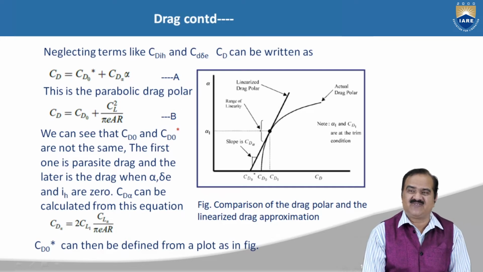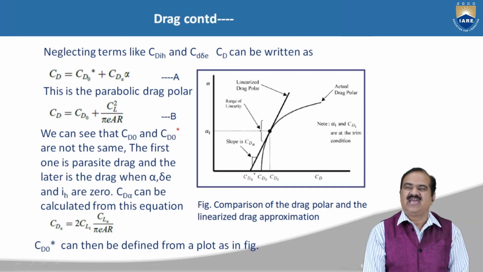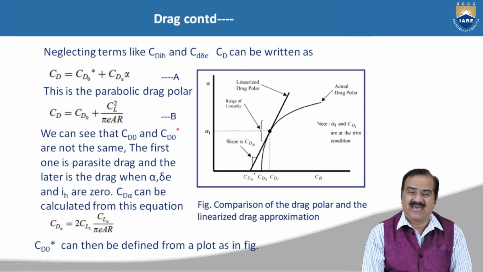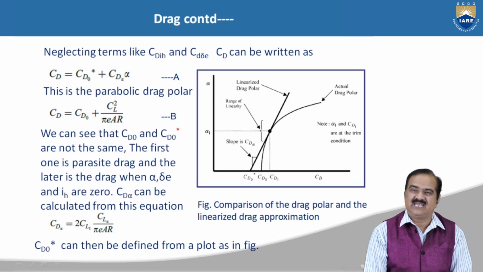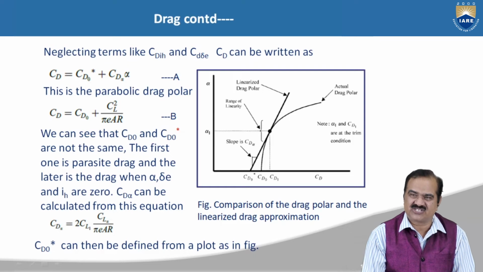So there is a difference between CD naught and the CD naught star. If you see here, a point which is tangent from the CD naught star, if from there we draw a straight line, you see that a range of linearity is observed, and this range of linearity is calculated. So this CD naught is always greater than the CD naught star. So in the stability problem, CD naught star is also a very important parameter.